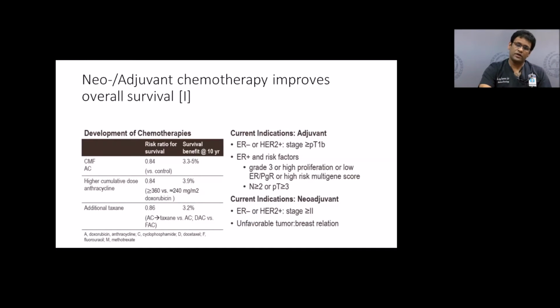The advent of neoadjuvant chemotherapy, I'll talk about it a little later, but we do use neoadjuvant chemotherapy far more often nowadays, and we use it for any cancer which is triple negative, HER2 positive, anything that is more than stage 2, or if there is a large tumor in a small breast. These are the indications for when we would use neoadjuvant chemotherapy.